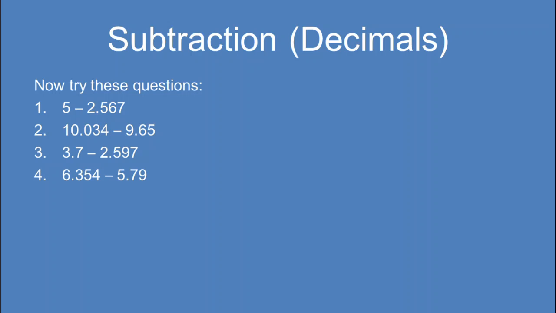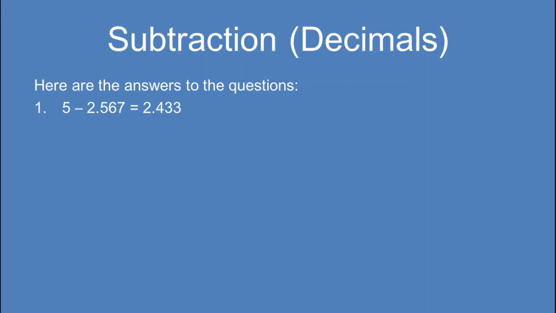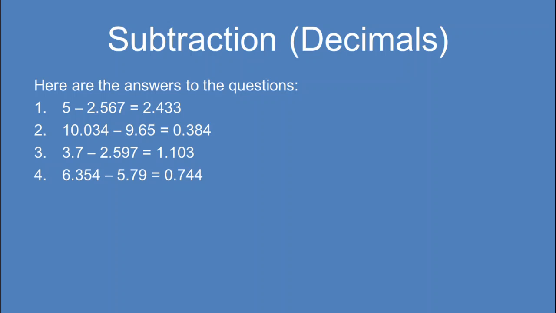Question 4, 6.534 minus 5.79. Question 5, 1 minus 0.498. Here are the answers. Question 1, 2.433. Question 2, 0.384. Question 3, 1.103. Question 4, 0.744. Question 5, 0.502. Now let's move on to multiplication with integers.